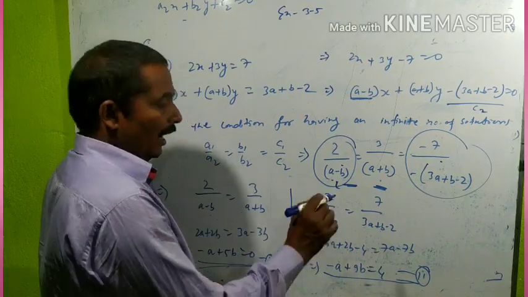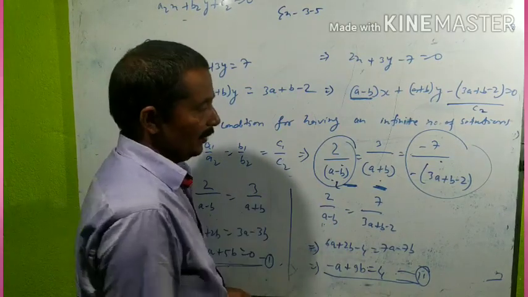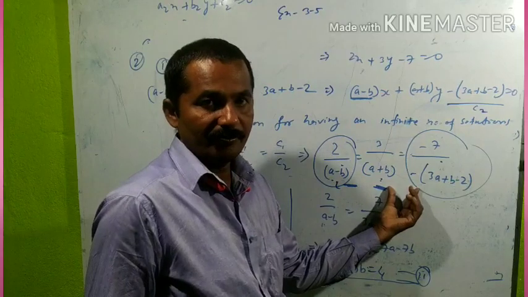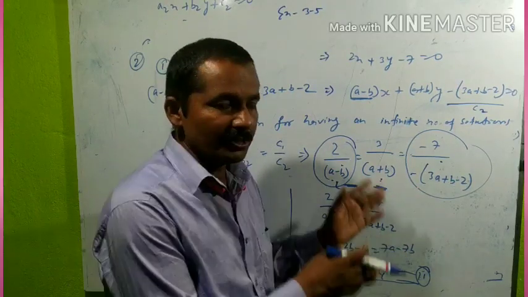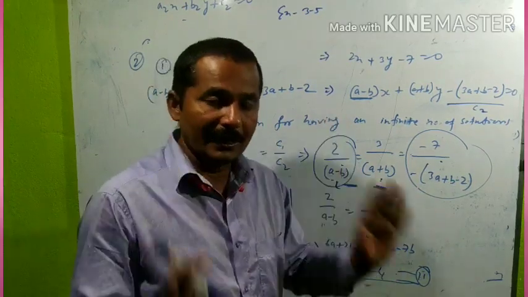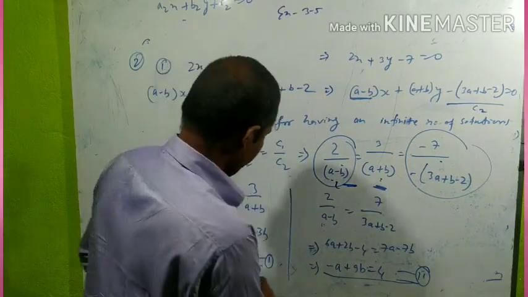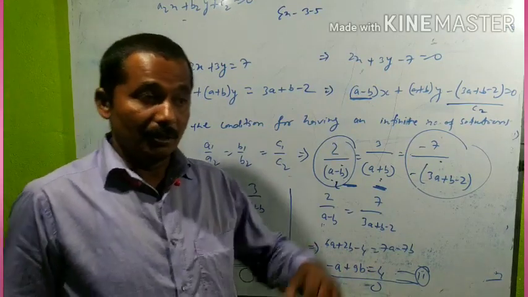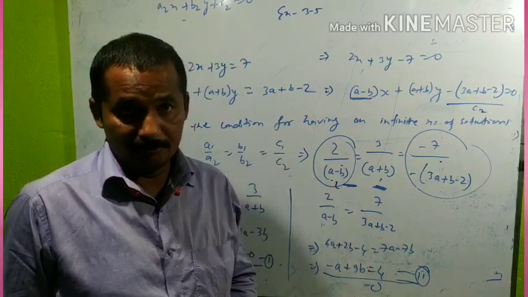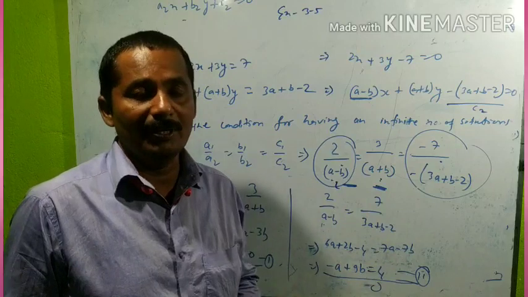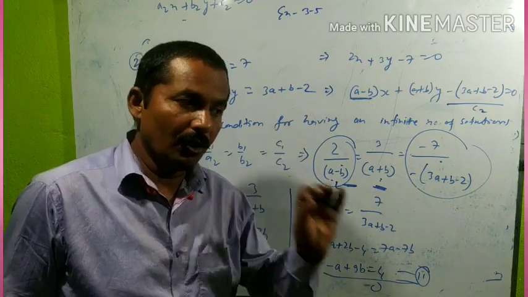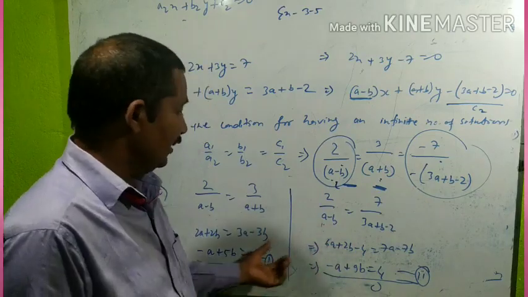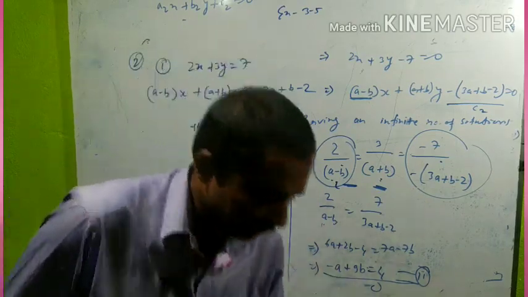And you can get the second equation by equalizing this one and this one also. Any two out of these three you can equalize to get an equation. So here are two equations, this one and this one. And these two equations you will solve by applying any of three methods, either cross multiplication method or elimination method or substitution method. You will get the value of a and b.